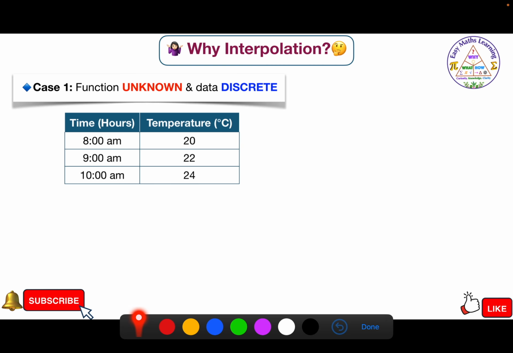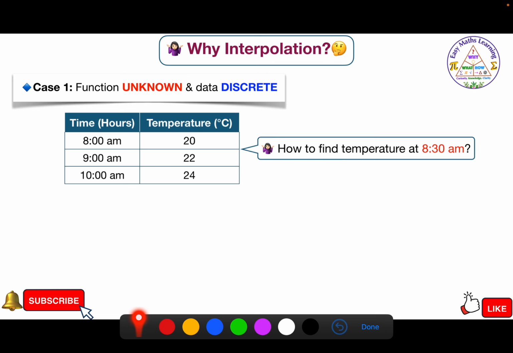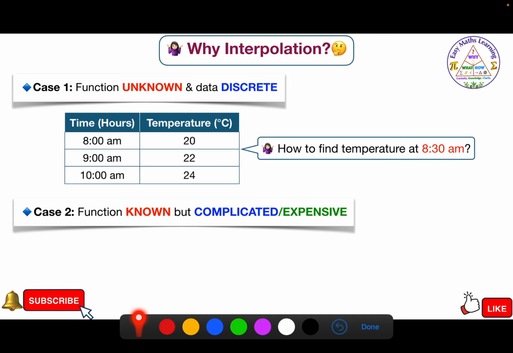Okay. Now someone asks, what was the temperature at 8:30 a.m. and how to find that temperature? So this question motivates us to know about interpolation. Now we discuss another situation.